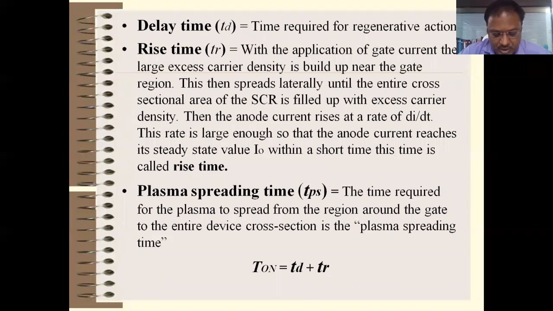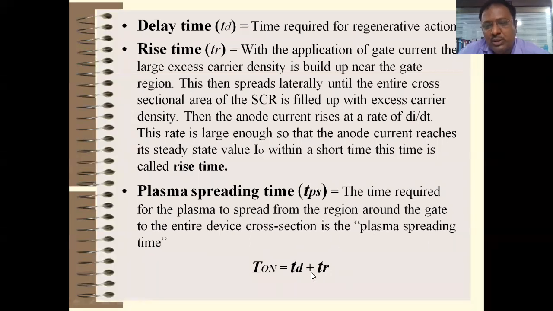After that, the excess charge carriers fill the P regions, which requires some time. Then the anode current rises at a rate of di by dt. This rate is large enough that the anode current reaches its steady state value I0 within a short time. This time is called the rise time. And the last one is the plasma spreading time. The time required for a plasma to spread from the region around the gate to the entire device cross section is the plasma spreading time.